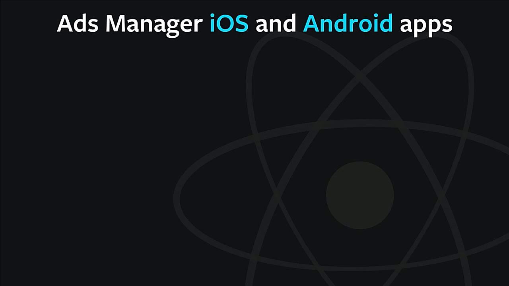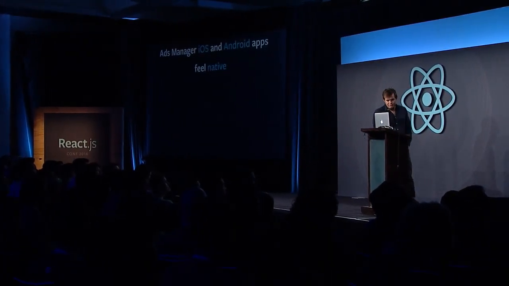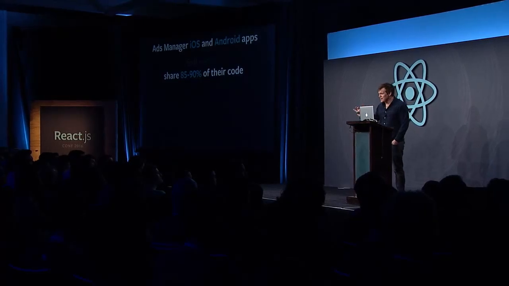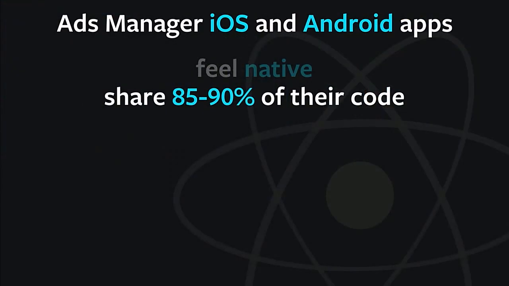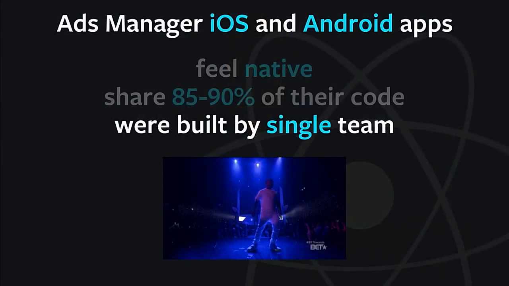So how is this actually working? We've built this Ads Manager app that we've shipped on both iOS and Android, and it feels native. They share 85 to 90% of the code. That's crazy. And they were built by a single team, single PM, same team of engineers. If you're in software engineering management or product management and you're not physically shaking, I don't think you understand the information that was just communicated to you. Yeah, if you're not impressed by this, I literally give up.